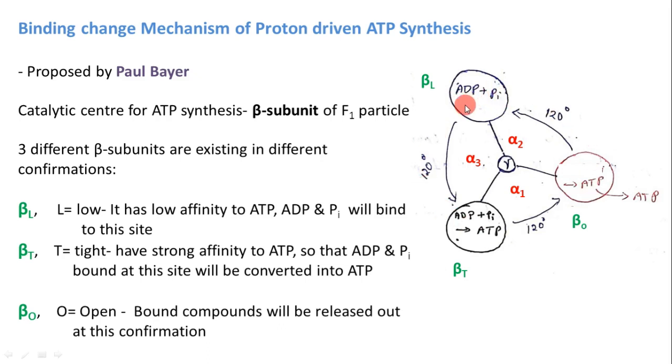So from this picture itself it is very clear that by a rotation of 360 degrees, 3 ATP can be synthesized. As one ADP and inorganic phosphate bind here and it rotates by 120 degrees, this beta L becomes free and another ADP and inorganic phosphate will bind at the beta L conformation. Again this process continues. Thereby, by a single rotation of the F0 F1 particle, 3 ATP can be synthesized.